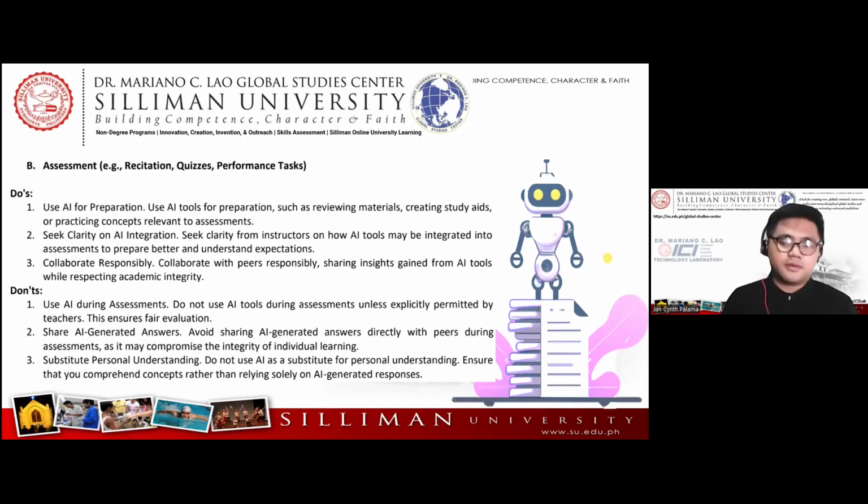What will happen if you're too over reliant on artificial intelligence, especially during discussion, especially during recitation? What will happen if you're too over reliant or dependent on AI? Using AI as a substitute for your own learning can hinder your ability to grasp key concepts and perform well in the exam.